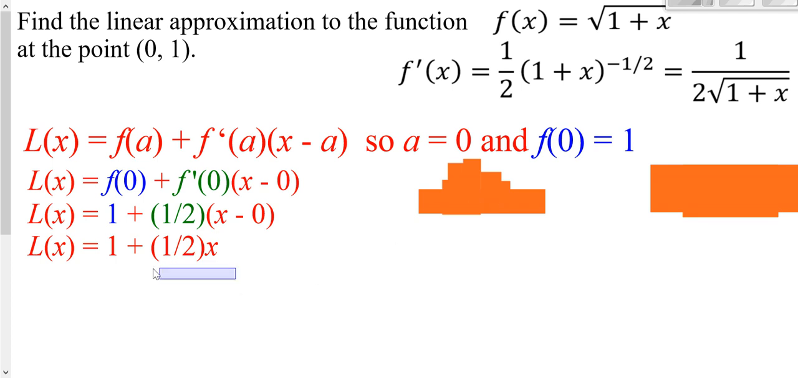So this would be a good linear approximation when you are near the point x being 0, y being 1 on your curve.